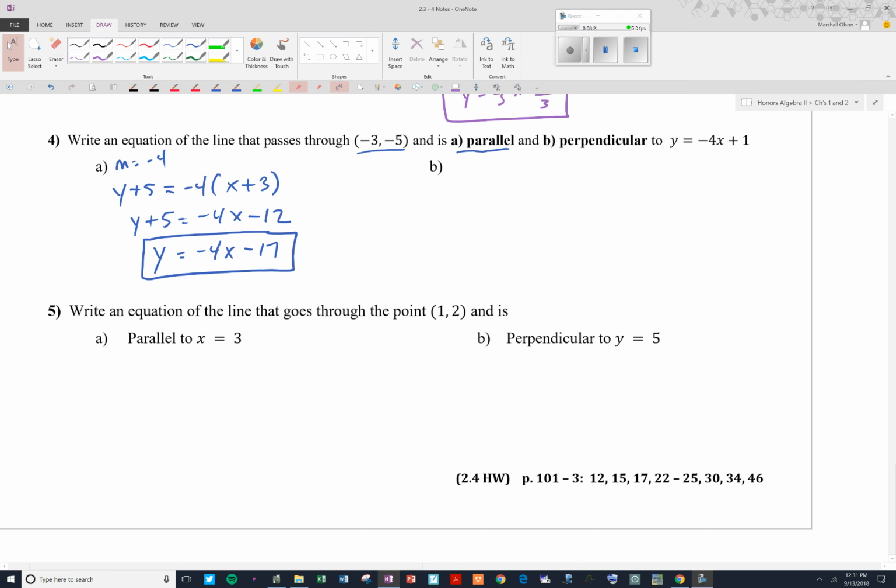All right, part B, what do we need to use as our slope then, if they're perpendicular? Anybody, say it. 1/4, the opposite reciprocal, 1/4, good. All right, so little fraction practice here. We love fractions in here though. Y minus negative 5 equals that 1/4 times x minus negative 3. We'll distribute that 1/4.